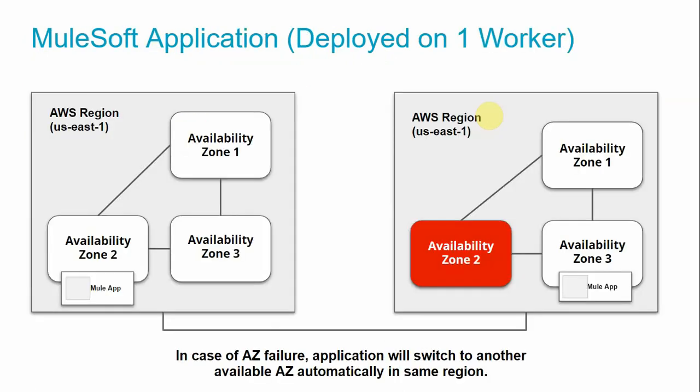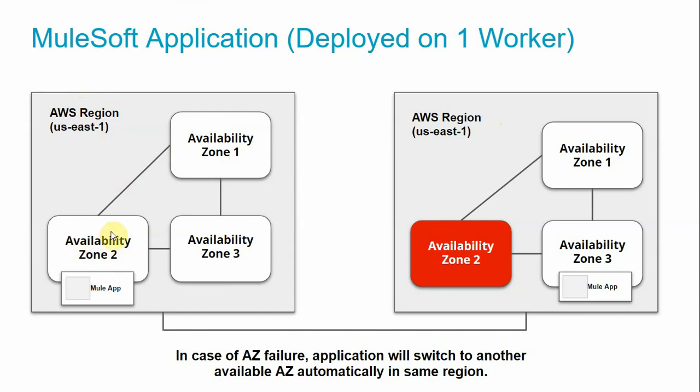Now I will come to some important topics. So what will happen when you deploy the application on one worker? Let's consider you have deployed your application on one worker. In that case, what will happen? Generally, when you deploy the application in any region, or any AWS region, Mule will deploy the application to one of the availability zones. So in this case, the application is deployed to availability zone 2.